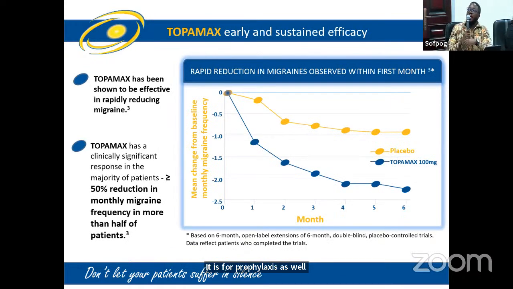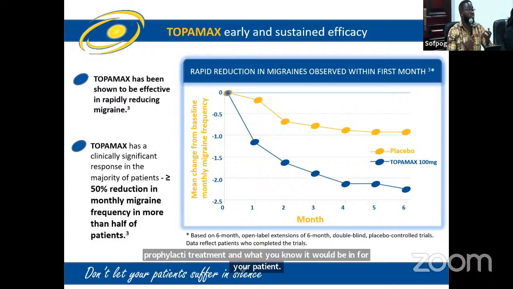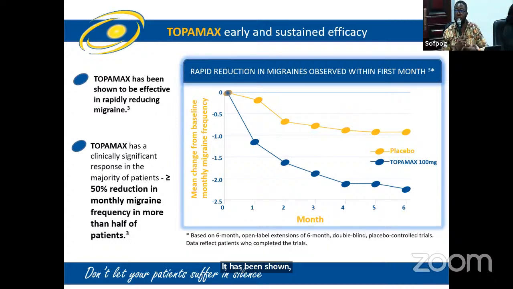So I think that there's been discussions on what is a good prophylactic treatment for your patient. It has been shown over the years that it has been effective in rapidly reducing migraine. It is able to do over 50% reduction of monthly migraine attacks for more than half of the patients. That is, after a 6-month treatment, you can do as well as that or more when it comes to the migraine attacks.